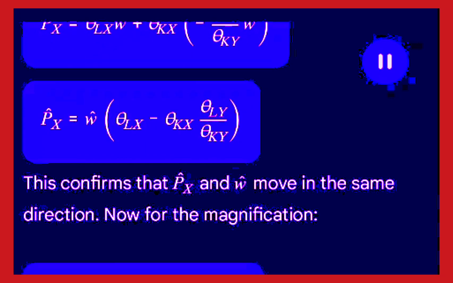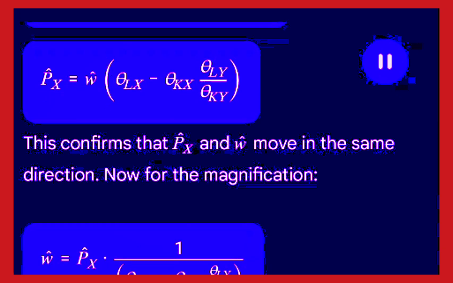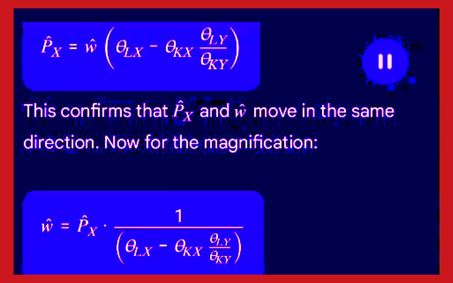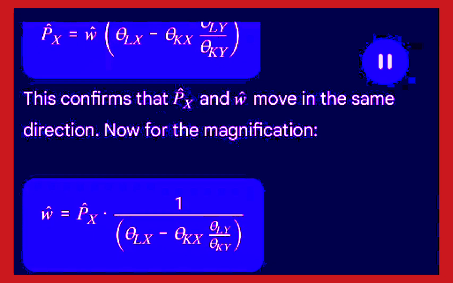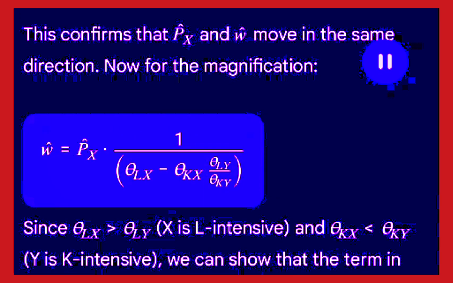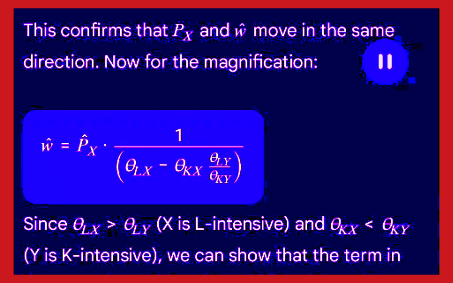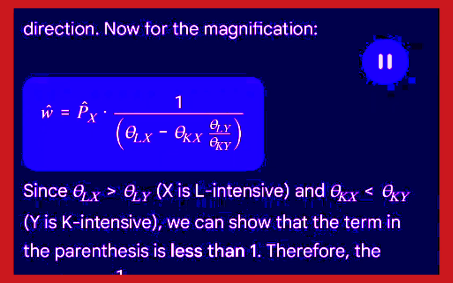Now for the magnification. Since theta_Lx is greater than theta_Ly, X is L-intensive, and theta_Kx is less than theta_Ky, Y is K-intensive, we can show that the term in the parenthesis is less than 1. Therefore, the multiplier 1 over that term is greater than 1.